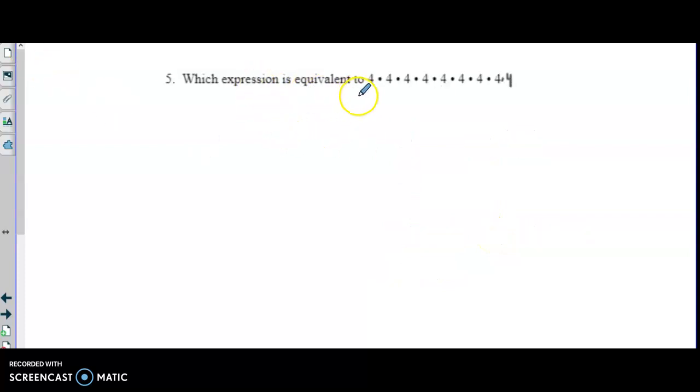Which expression is equivalent to this? Okay, so we're multiplying the same number over and over and over again. We can rewrite that using an exponent. The exponent just tells us how many times we're multiplying that number. So if we take 4 and we count how many there are, there's 1, 2, 3, 4, 5, 6, 7, 8, 9. There are 9.